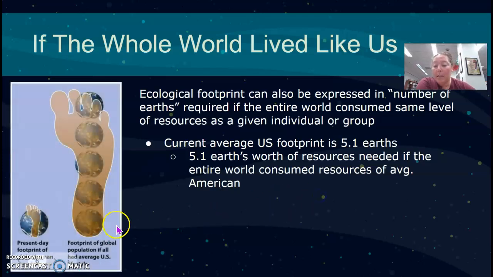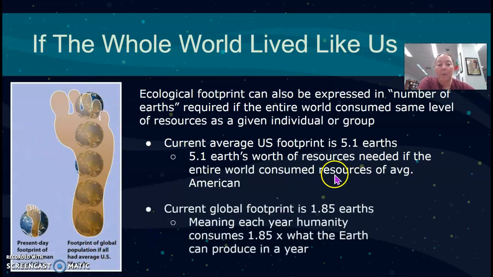So this is the global footprint of the human population, the present day. This is the footprint of just United States citizens. So look at that drastic difference. Humanity consumes 1.85 Earths, so how much the Earth can produce. So really the issue we have here is we're overusing our resources, and we're going to see the time where we run out.